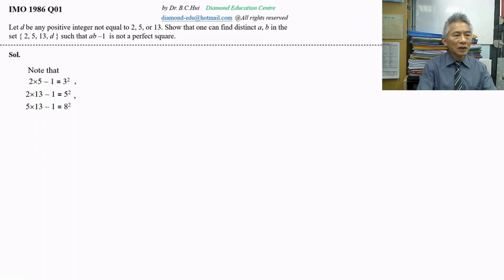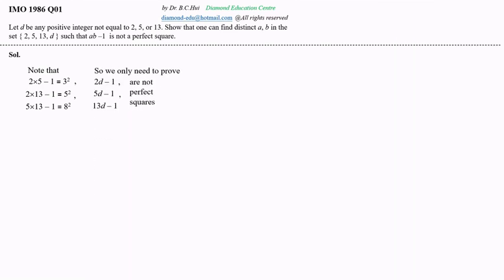Our first observation is this. By choosing any two of 2, 5, and 13, we multiply them together and minus 1. We always get a perfect square. So, the only possibility is we pick d as one of the two, a or b. 2d minus 1, 5d minus 1, and 13d minus 1 should not be perfect squares.